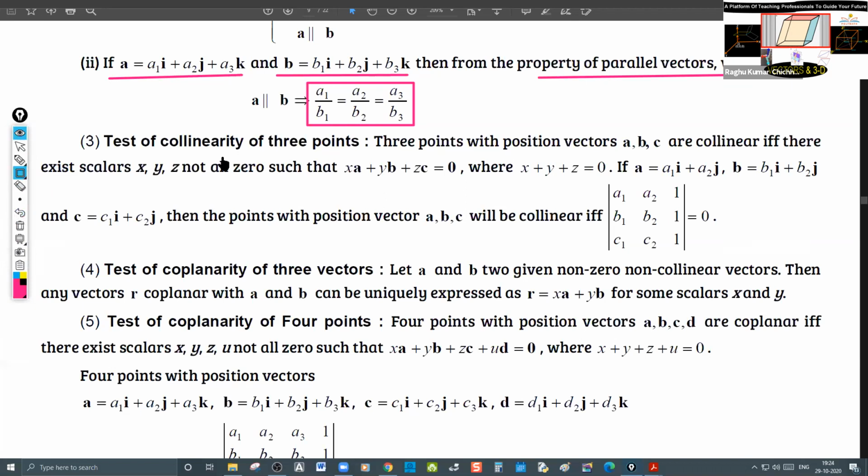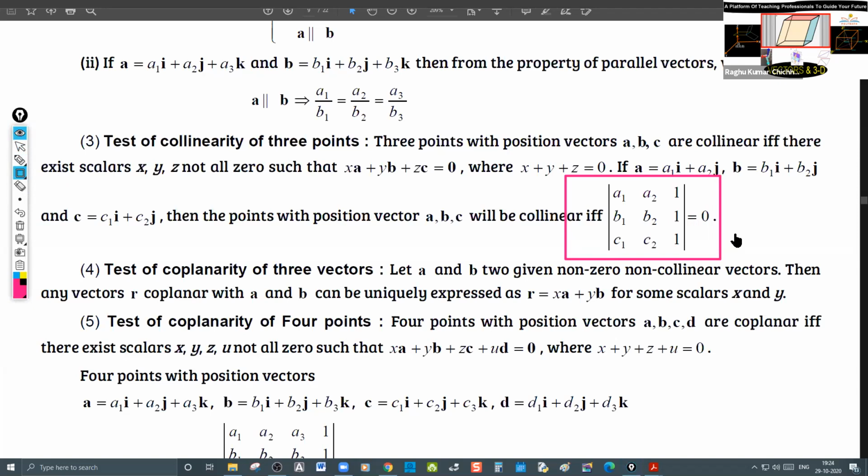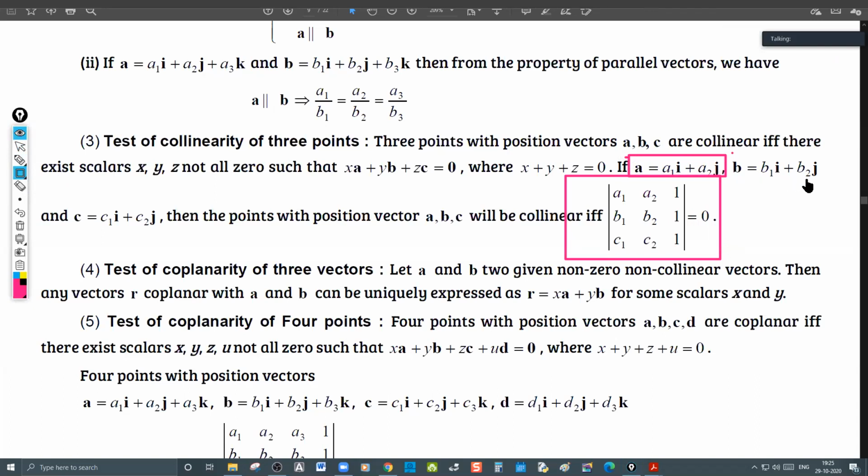Next is coplanarity. Collinearity of 3 points. How to check collinearity? The working rule. This is simple. Even in a straight line, it can be applied. I'm talking about a 2D line. If 3 points are to be checked whether they are collinear or not, then simply the determinant must be zero. The points are given to be a1, a2, b1, b2, c1, c2.